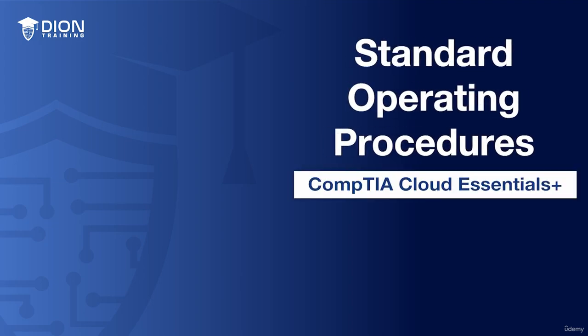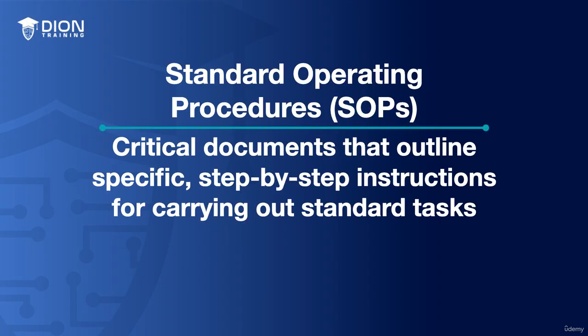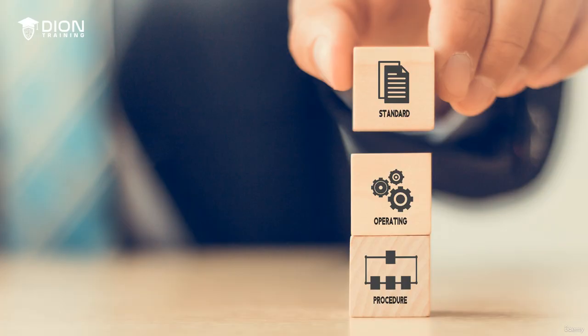In this lesson, we're going to talk about standard operating procedures. Standard operating procedures, also known as SOPs, are critical documents that outline specific step-by-step instructions for carrying out standard tasks. The main goal of standard operating procedures is to ensure that employees can perform their work in a consistent and efficient manner, which helps to minimize errors and improve productivity.